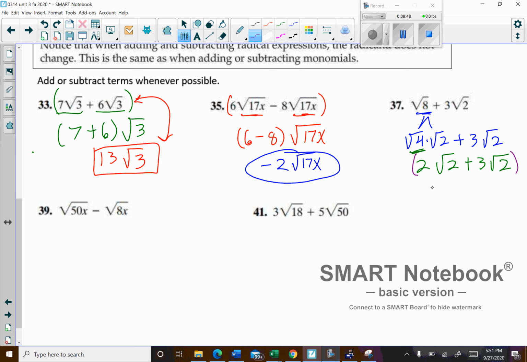This time, since I'm running out of room, I'm going to just add the 2 and the 3 that are in front right here. So 2 plus 3 is 5, so I'm going to have 5 square roots of 2. And there we go.